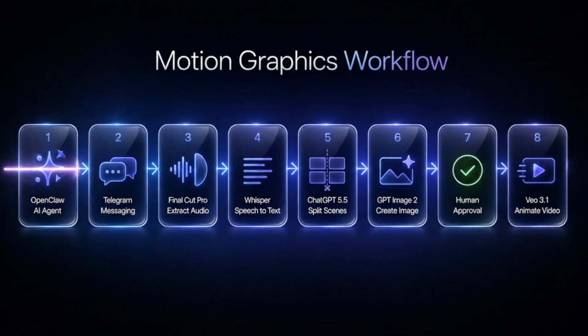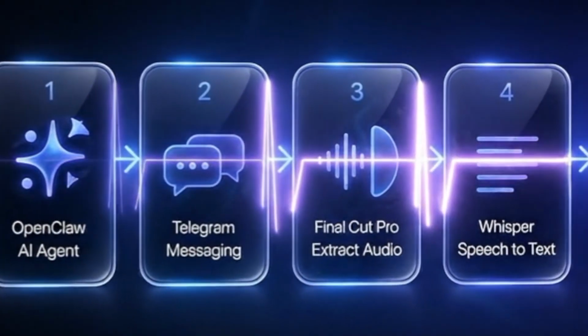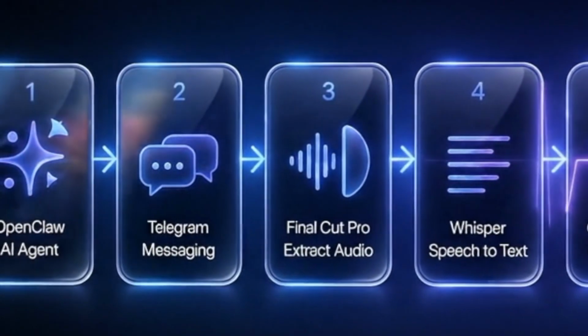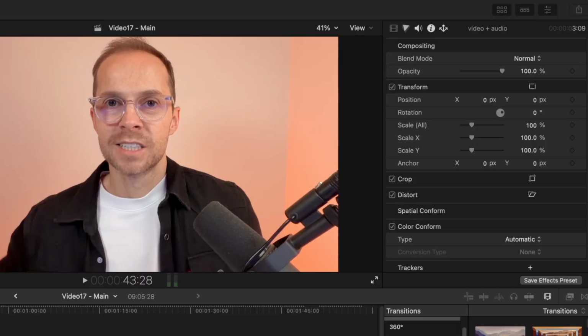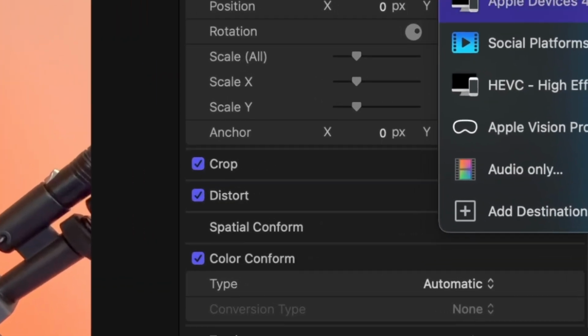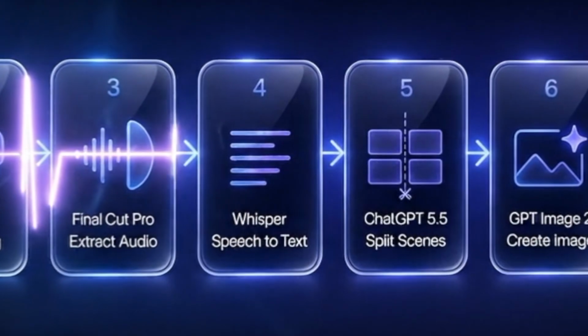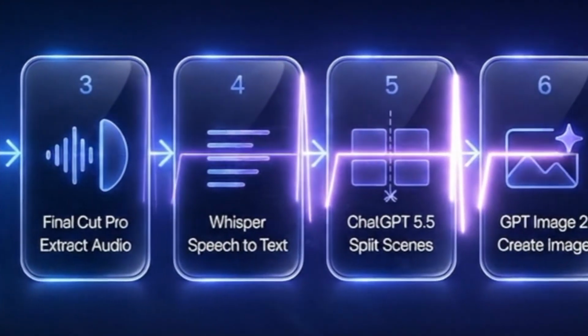Well, I have OpenClaw acting as my AI agent. Then connected to that is Telegram as the messaging channel. I'm using Final Cut Pro to extract the audio from the video. Of course, you can use your own video editor of choice. Then I have OpenAI Whisper for speech to text. So that is doing the transcribing of the audio.